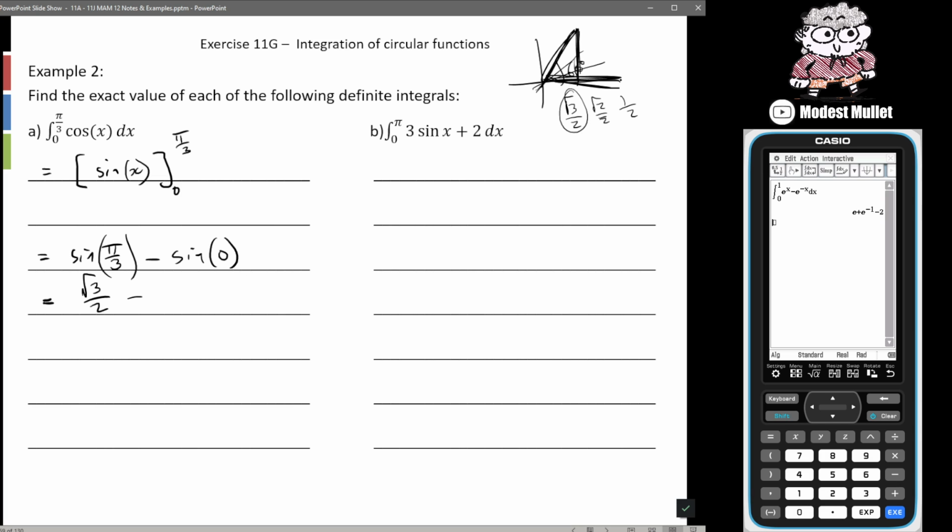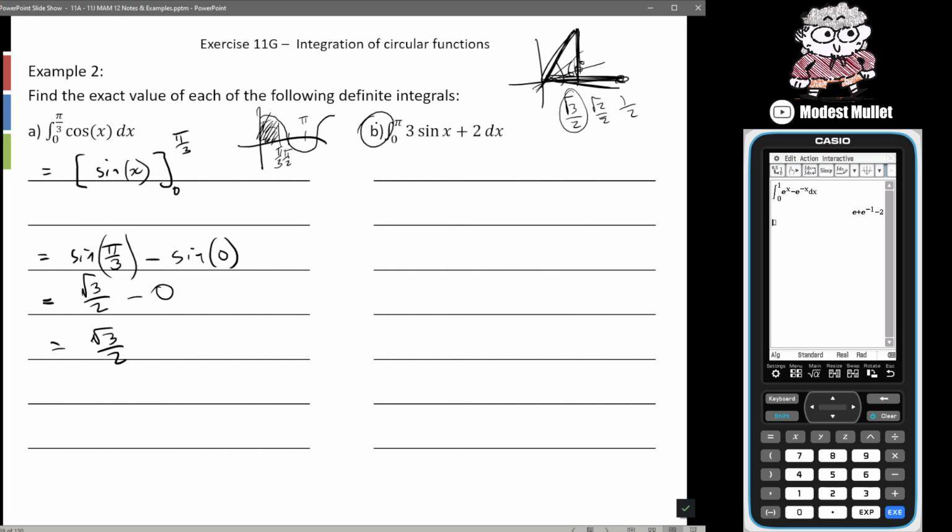Well, 0 would go across, sine's the vertical component of that, which happens to be 0, so we just get root 3 on 2. So the area under a cos graph from 0 to pi on 3, we just think quickly what a cos graph looks like. It's like that. There's pi on 2. So pi on 3 is about there. So we've just found that area there, which turns out to be root 3 on 2.